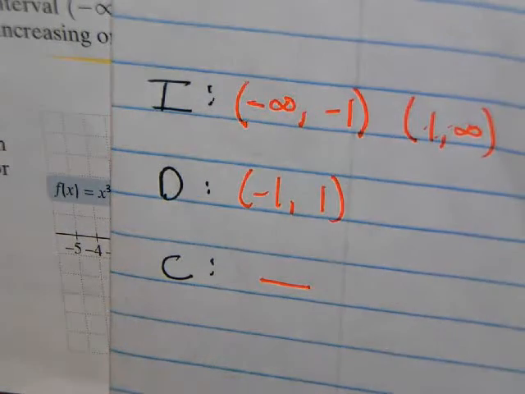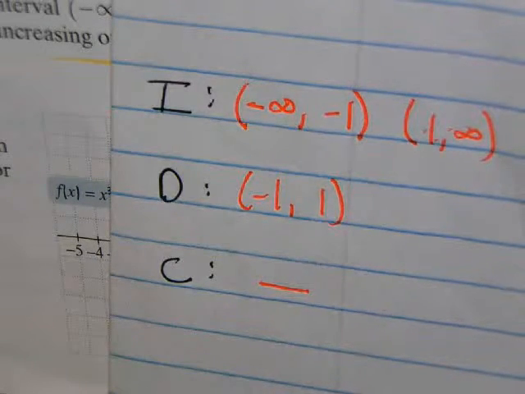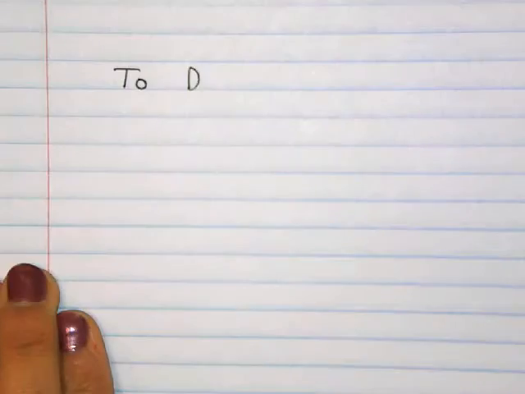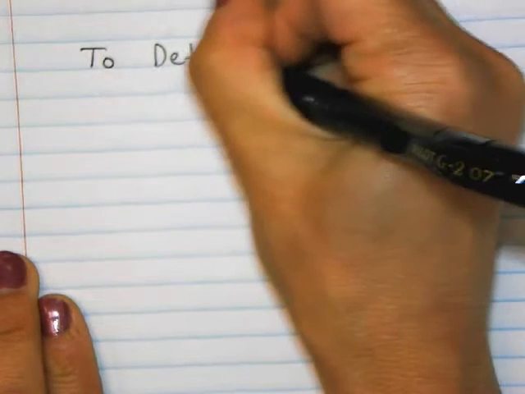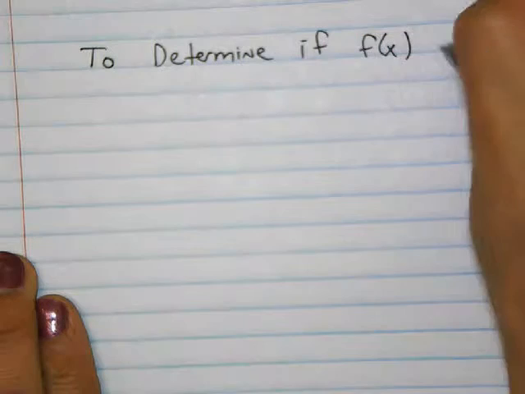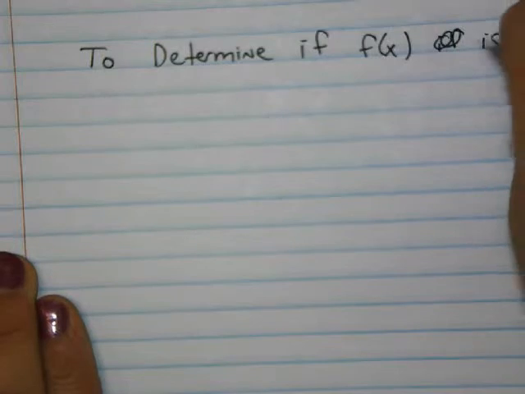Alright, the next thing we're going to try to do today is determine whether functions are odd, even, or neither. So whether a function is an odd function, an even function, or neither. Whoops, it would help if you could see. Let me unzoom a little bit. I think we're just super zoomed in since we were just doing that. To determine if f of x is odd, even, or neither.